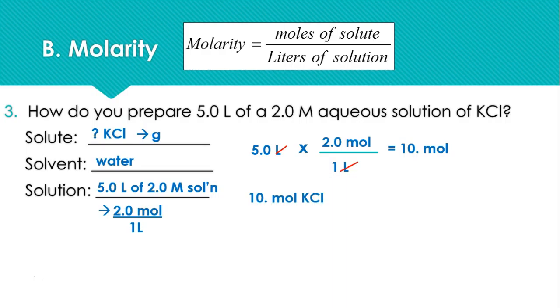So we're going to convert the 10 moles of solute, which is KCl, into grams so that we can measure those grams. So I need the molar mass of potassium chloride. I know that 1 mole of potassium chloride, look it up on the periodic table, ends up being 74.55 grams. And that works out to be 750 grams of potassium chloride. So what do we do with that? Well, we need to know how to make the solution.